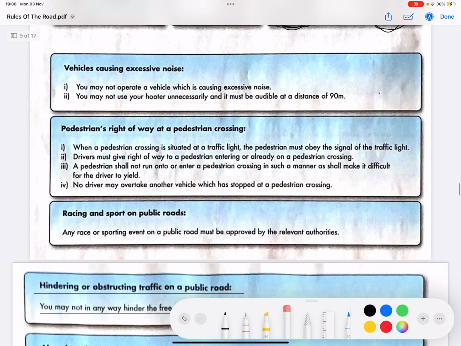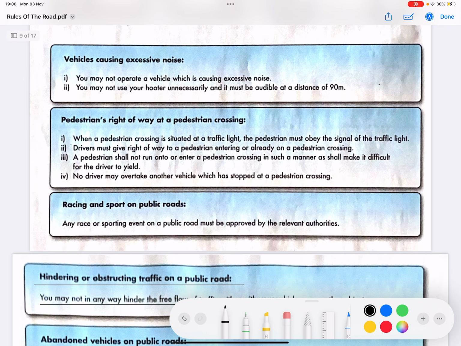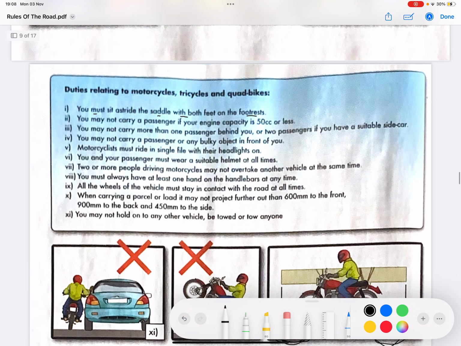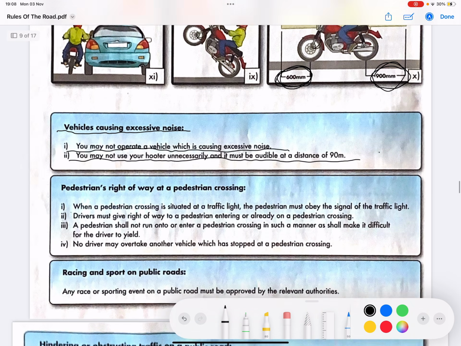And then we come on to vehicles causing excessive noise. You may not operate a vehicle which is causing excessive noise. You may not use your hooter unnecessarily, and it must be audible at a distance of 90 meters. All right, guys, look, with this one, if you are not doing a motorcycle learner's, you may skip this one. You may skip the duties relating to motorcycles.